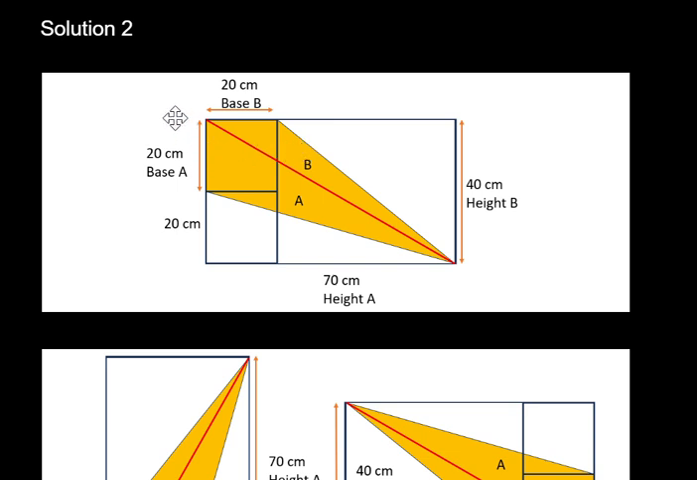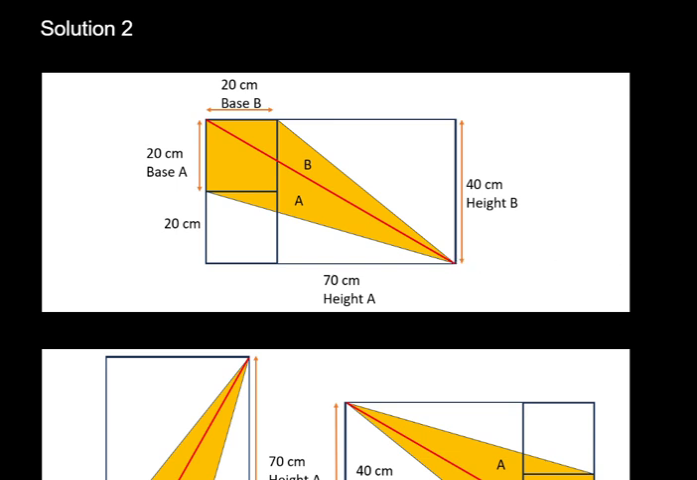So for triangle A, I can straight away see that the base is 20. I call it the base of triangle A so that it is easier for you to see. The height of this triangle is 70. The base of triangle B is 20. The height of triangle B is 40.